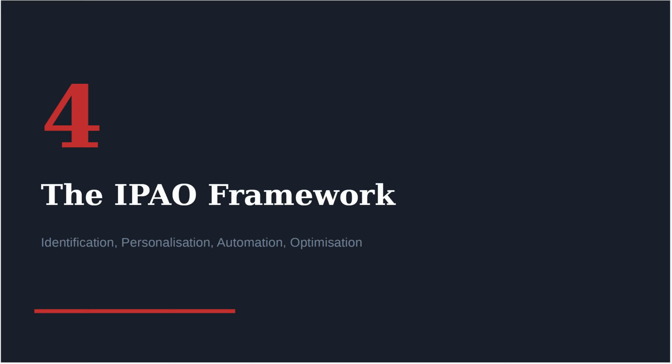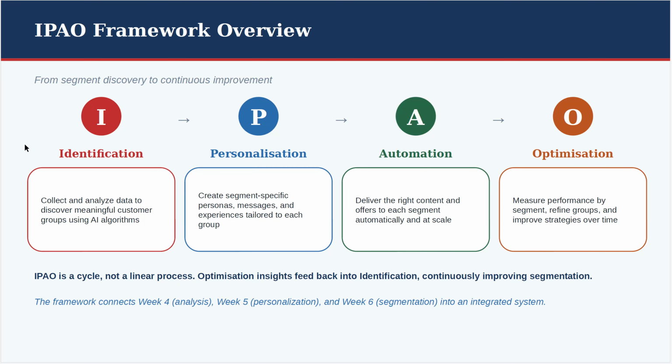The fourth one is the IPAO framework. So let's have a look at some of these stages. A 4-stage cycle, from segment discovery to continuous improvement. The first stage is you identify: collect and analyze data to discover meaningful customer groups using AI algorithms. Personalization: you create segment-specific personas. Your messages and experiences are tailored to each group.